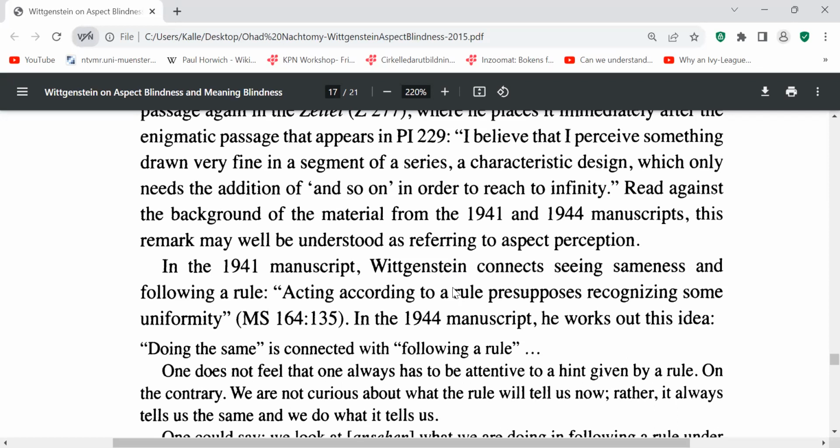I believe that I perceive something drawn very fine in a segment of a series, a characteristic design which only needs the addition of "and so on" in order to reach to infinity. Read against the background of the material from the 1941 and 1944 manuscripts, this remark may well be understood as referring to aspect perception.